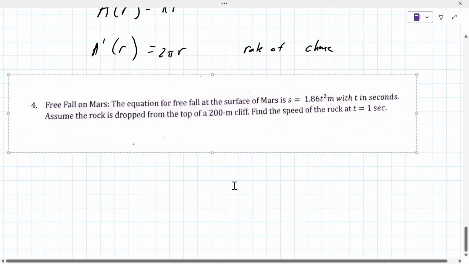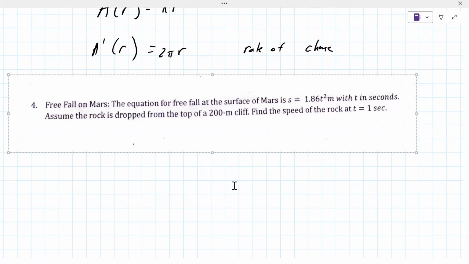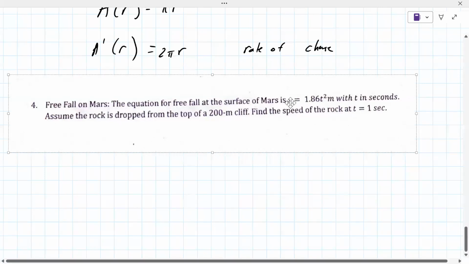All right, the equation for free fall at the surface of Mars is s equals 1.86 t squared. So interestingly, Mars doesn't have the same gravity as the Earth, so you could jump really high if you were to survive getting there and survive the extreme temperatures.